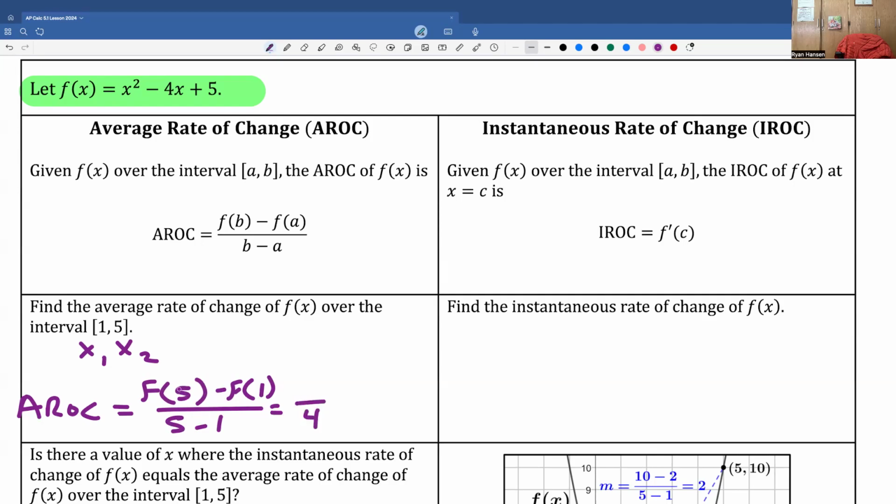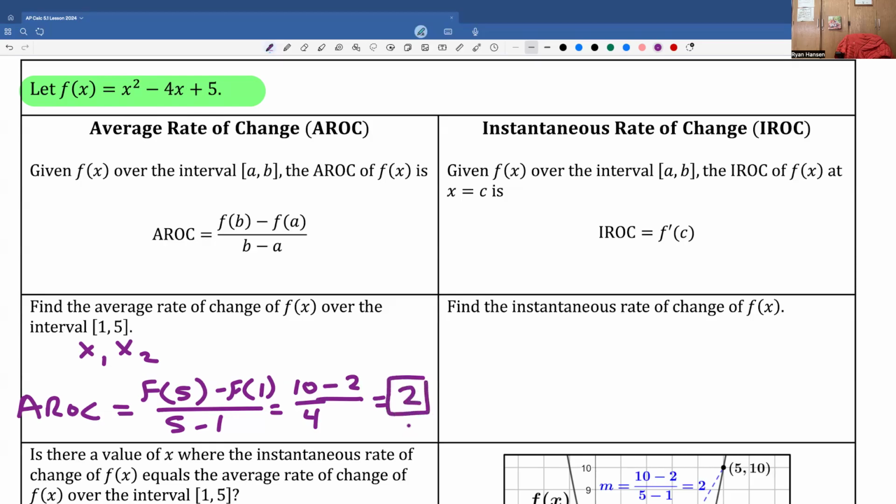F of 5, we could plug in on a calculator or do mental math. If you plug in a 5 up here, 5 squared minus 4 times 5 plus 5, that's 10, minus, if you plug in a 1, 1 minus 4 plus 5, that's 2. So you get 10 minus 2 is 8 over 4. 8 over 4 is just 2. So your average rate of change is 2.